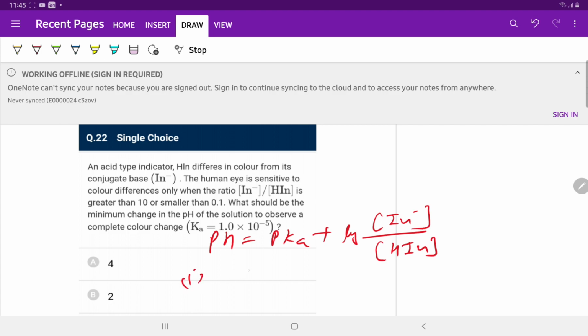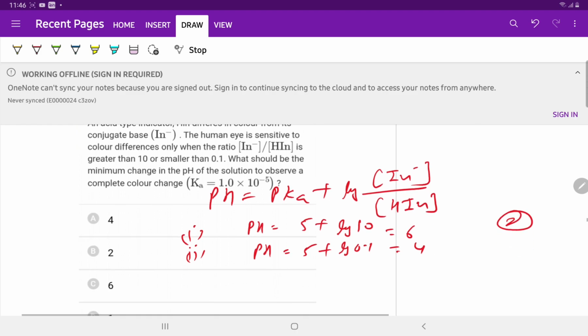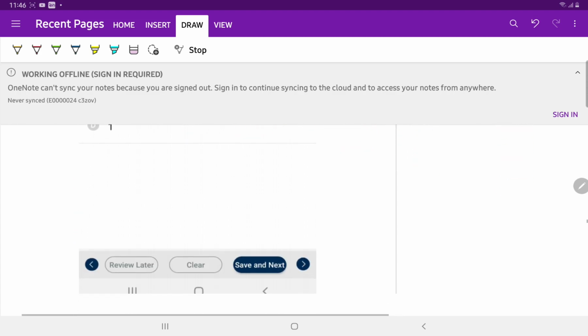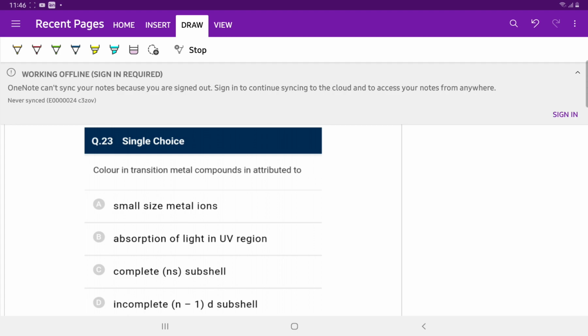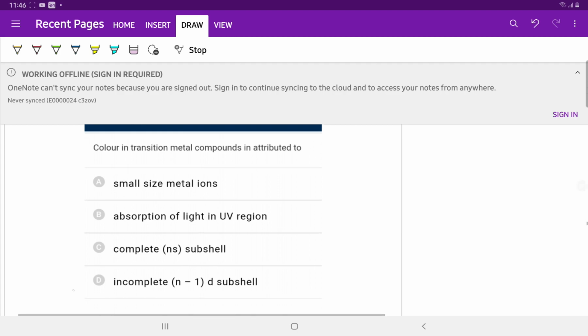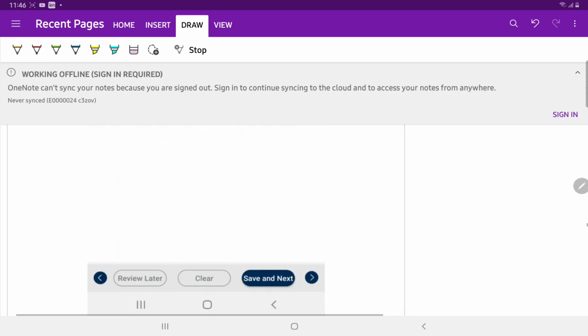First is pH is equal to 5 plus log of 10, which is equal to 6. Second one is pH is equal to 5 plus log 0.1, which is equal to 4. And the minimum change is 2, 6 minus 4 is equal to 2. Question number 23. Color in a transition metal compound is attributed to the incomplete (n-1)d subshell due to d-d transition.